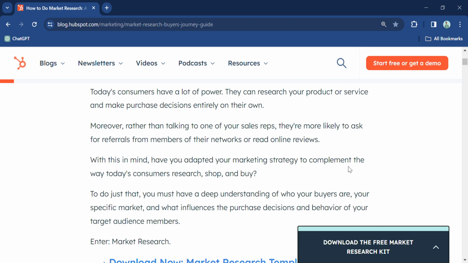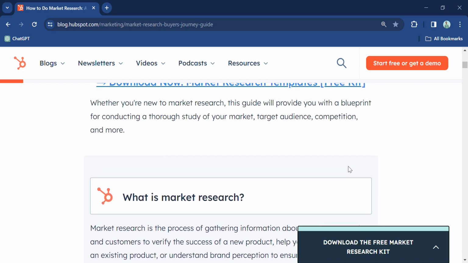To do just that, you must have a deep understanding of who your buyers are, your specific market, and what influences the purchase decisions and behavior of your target audience members. Enter market research. Whether you are new to market research or not, this guide will provide you with a blueprint for conducting a thorough study of your market, target audience, competition, and more.